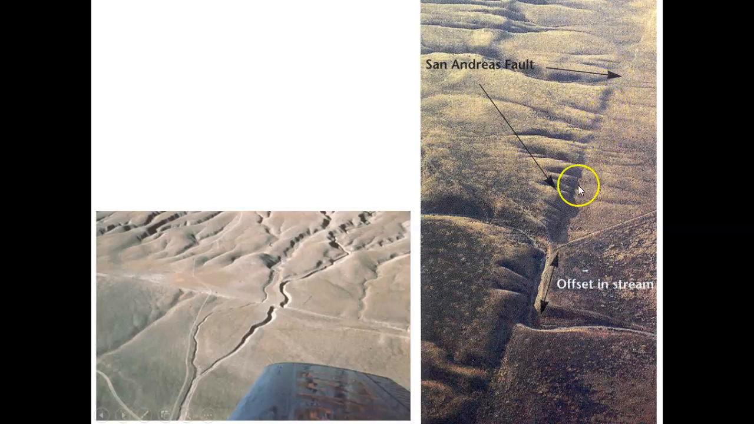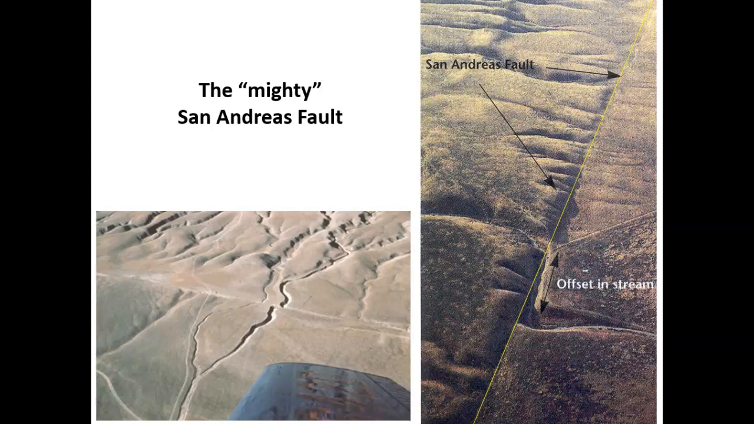Here's my fault, right? It's the contact between the two blocks. And this feature is telling me offset here, right? So the San Andreas gives me that information. And so this is a strike-slip fault. We're not going to go into the different types. So it's either a normal, reverse, or a strike-slip. If you can tell me it's a strike-slip, you're good.